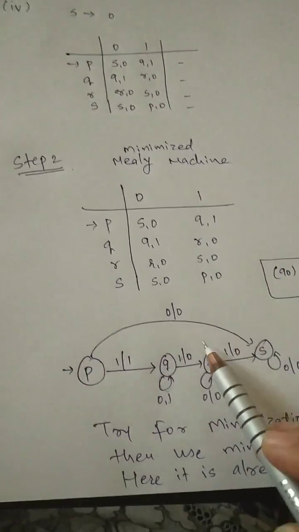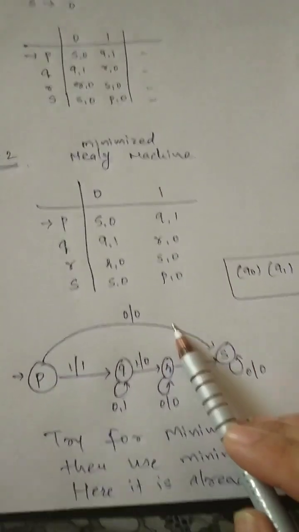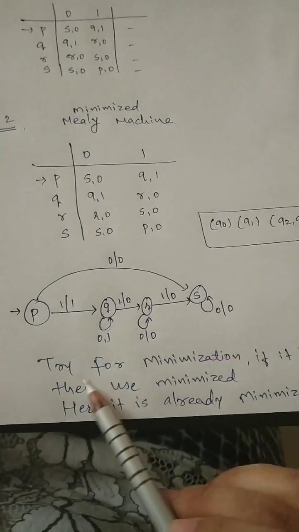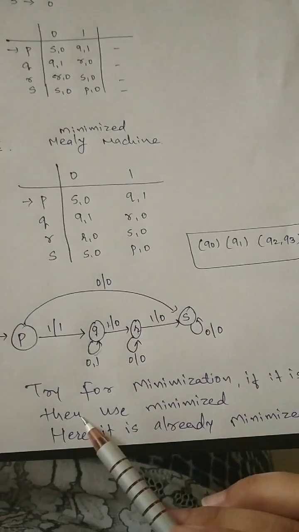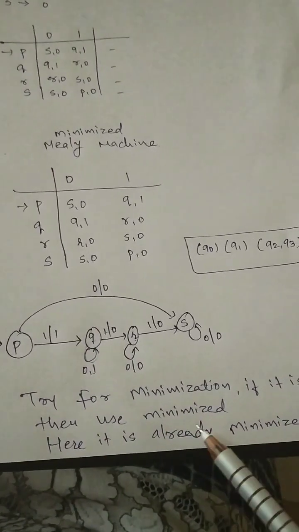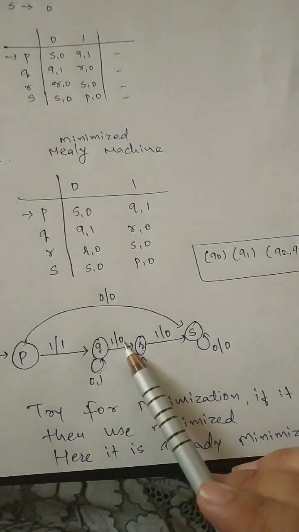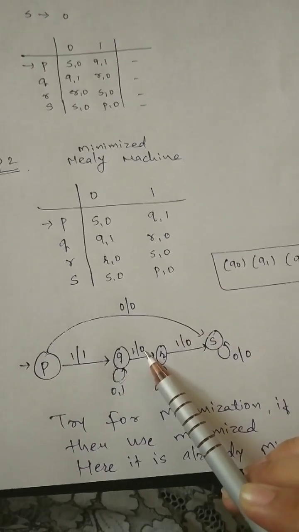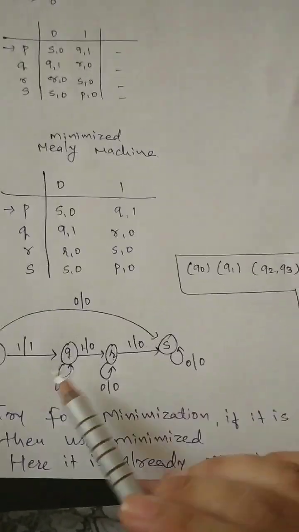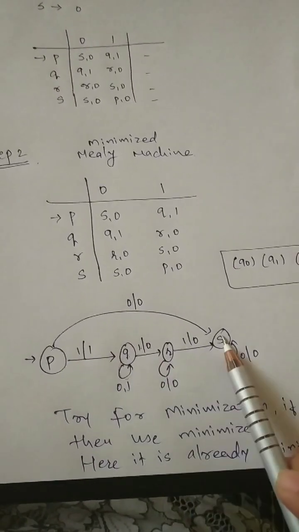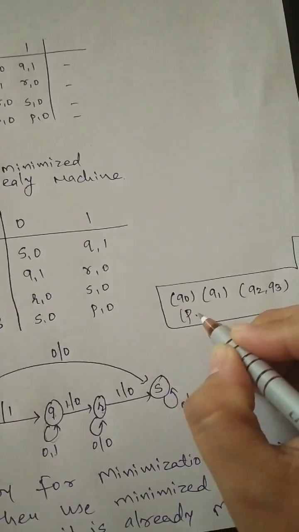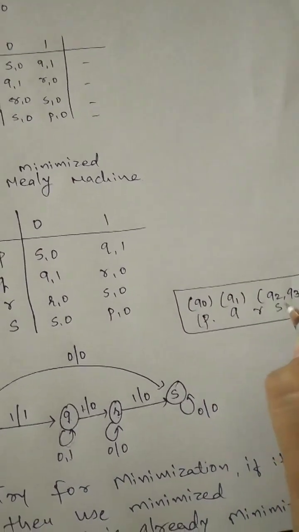Now this is the minimized Mealy machine, but it may be possible that in some examples this is not the final one. That means try for the minimization. If it is possible, then use the minimization. Here it is already minimized, that means no further minimization is possible. How do you have to check for the minimization? Just take the same example that we have used for the earlier machines. Here we have P, Q, R, S. So just make a set here in this example, P, Q, R and S.